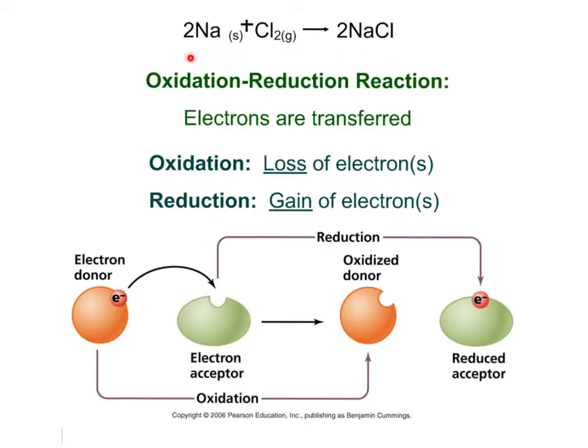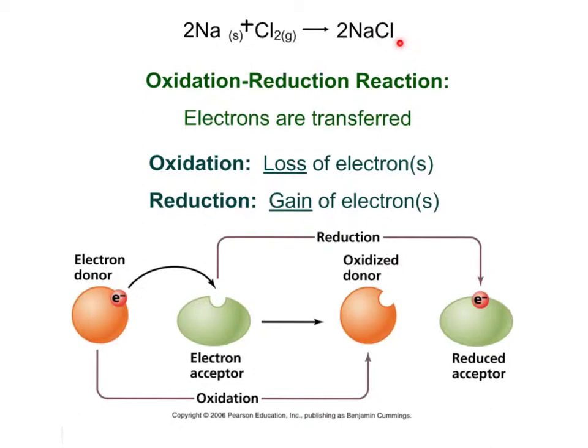So let's take a look at this reaction. We have two molecules of solid sodium plus one molecule of chlorine gas, it's diatomic chlorine, and that is producing 2 molecules of sodium chloride. This is an oxidation reduction reaction. Why? Remember, because electrons are transferred. We know that because we have elemental atoms on this side, and we have a molecule where those atoms are entering into a bond together, and it's an ionic bond. We have a metal and a nonmetal, and electrons are being transferred.